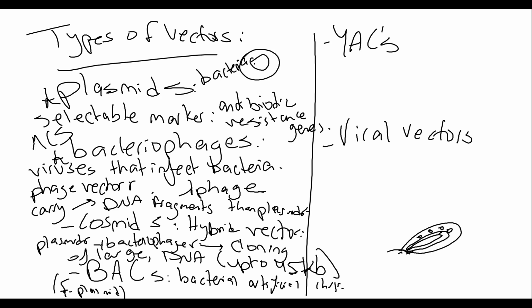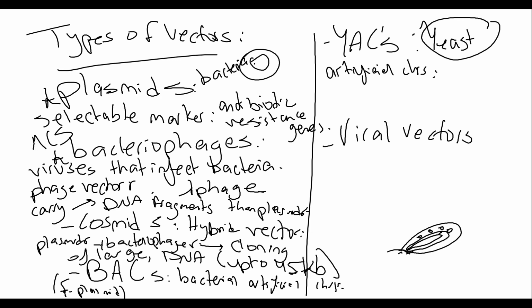However, the YACs are the yeast artificial chromosomes. So that one is for bacteria; here we have the yeast artificial chromosomes. These are vectors used to clone very large DNA fragments up to 1 MB in yeast cells. So this is specific for yeast.